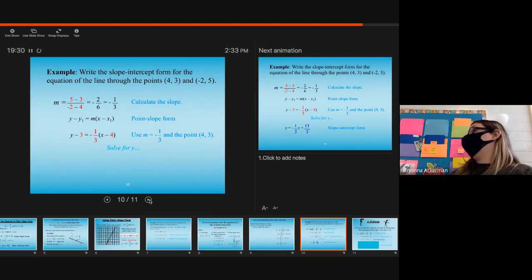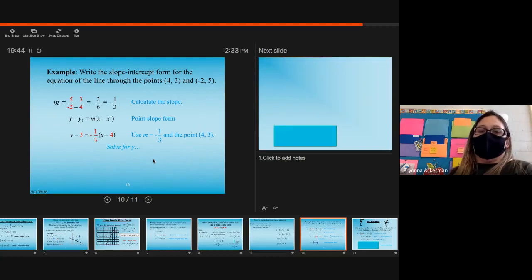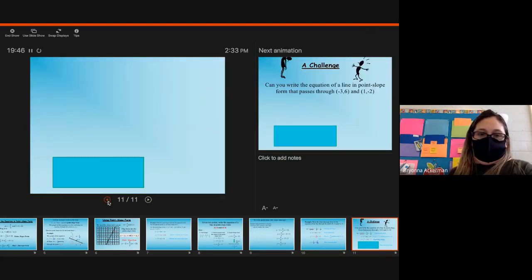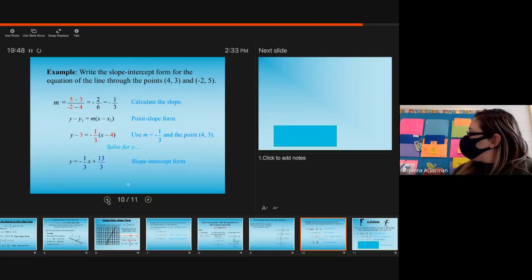Becomes 9 over 3. Good, Trinity, 9 over 3. Because 9 over 3 is still 3, but it gives me a denominator of 3. So what is 4/3 plus 9/3? 13/3. So your final answer should be y equals negative 1/3 x plus 13/3.